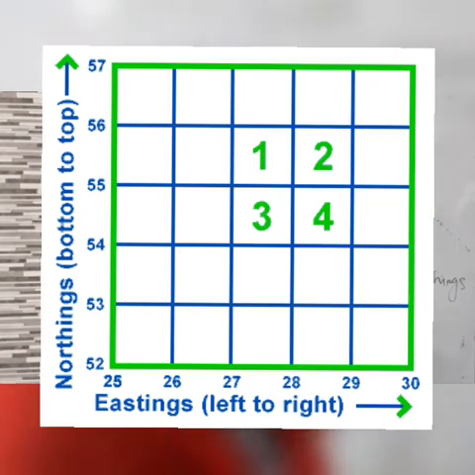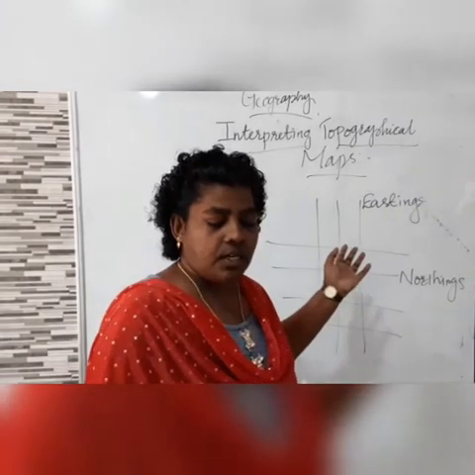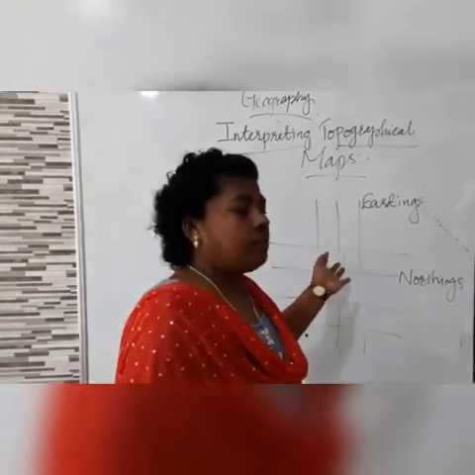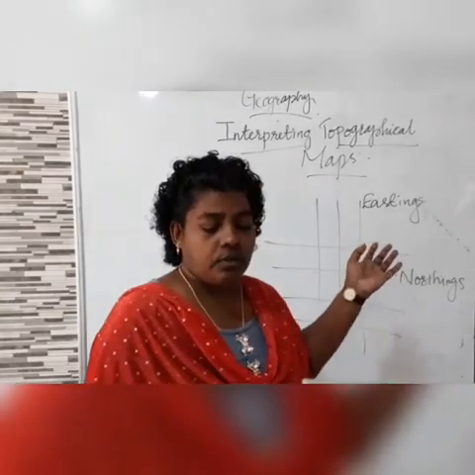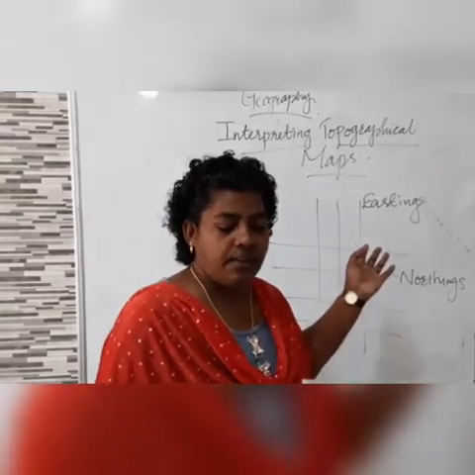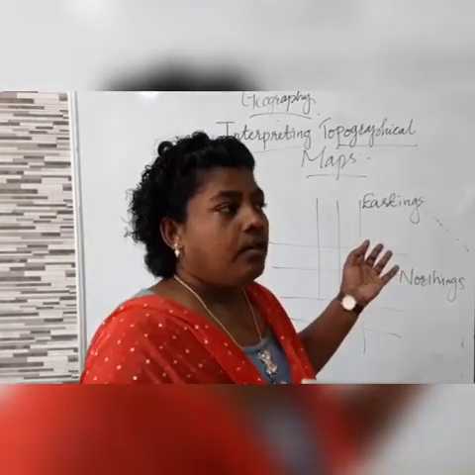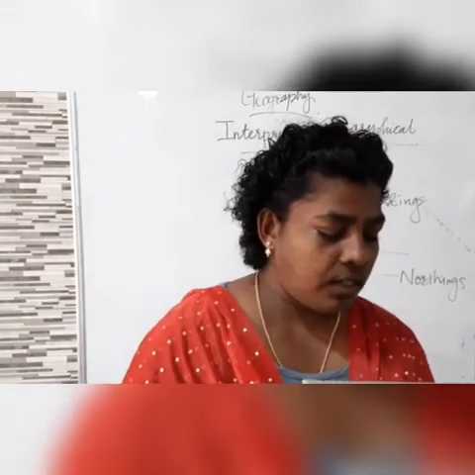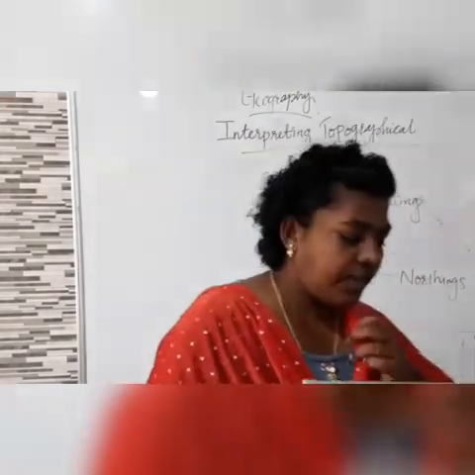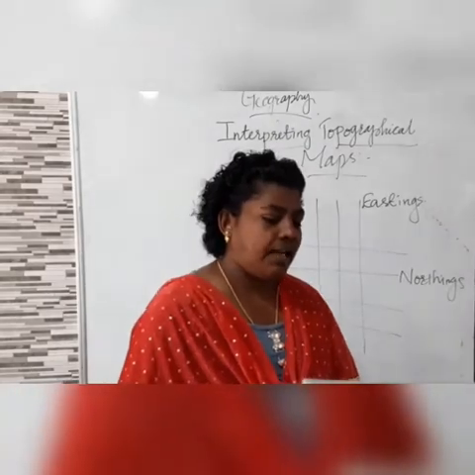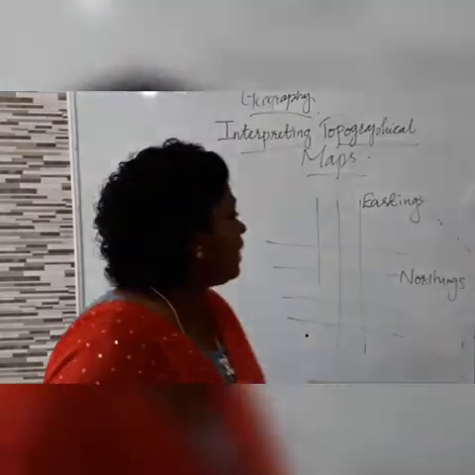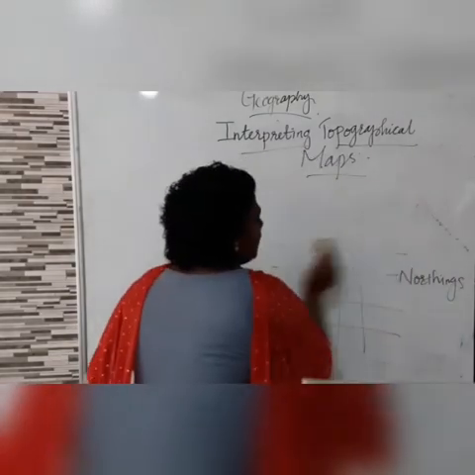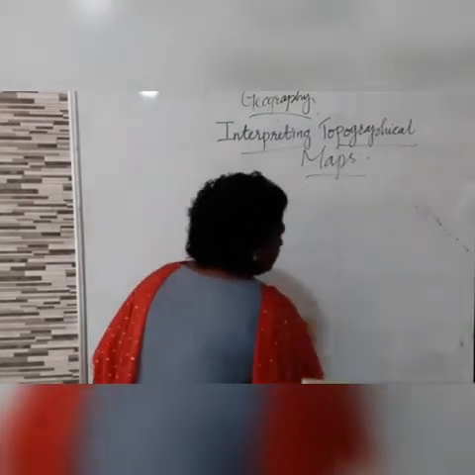In the previous class, you also saw the representation of relief or elevation on your topo sheet using contours. How you have to see the elevation of relief places with the help of contours, you have seen in the previous class. Here we are going to see the identification of simple landforms. What are the different simple landforms?